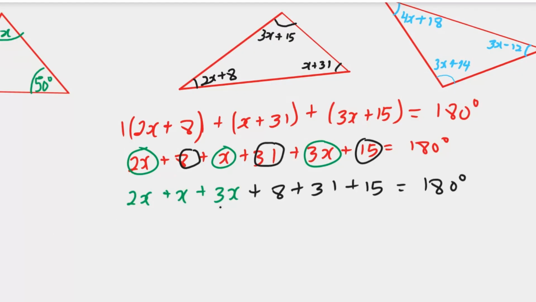2x plus x plus 3x, 2x plus x is going to be 3x, plus x. So that's going to give me 6x. 8 plus 31, that's going to be 39, and 39 plus 15. So that will give me 54. So 54 equal to 180 degrees. So at this point, I have to subtract 54 from both sides, or I'll just take 54 to this side. So let me do it that way. So that's going to be 6x equal to 180 minus 54.